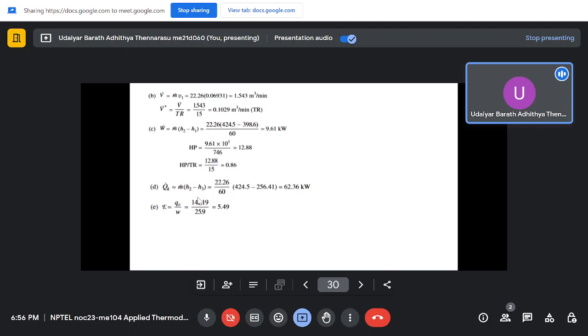The heat rejected is similarly m dot into H2 minus H3, which will come out to be 62.36 kilowatt. And the COP can be found out using specific cooling capacity divided by specific work done. So 142.19 divided by 25.9 will come out to be 5.49. So that is the COP of the system.